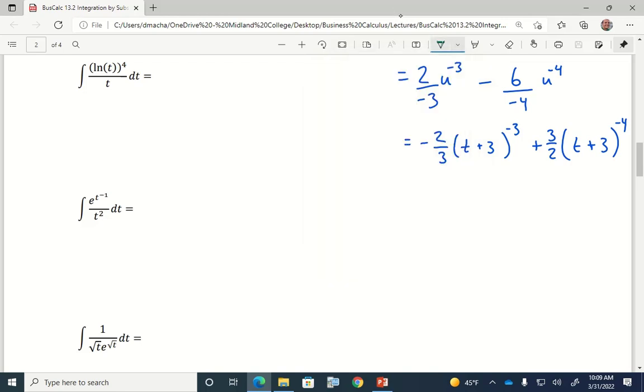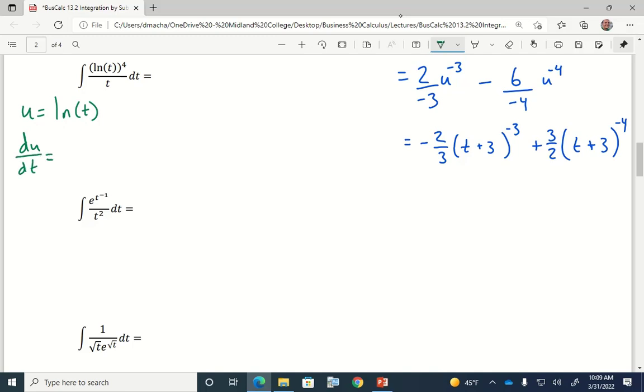Here we go. New example: I have natural log t all to the fourth power divided by t, taking the antiderivative of all this with respect to t. So what do you think I should choose in this problem to be my u substitution? The natural log of t. Okay, I think that's a good choice. I'm not 100% sure because I haven't worked any of these problems yet, but I think that's a good choice. We'll see.